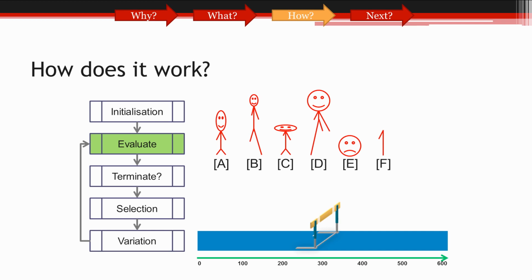In this case, I have made up a simple problem for the purpose of this demonstration. Below, you can see a track with a hurdle in the middle. For this problem, we are trying to find the stick figure which is best suited for completing the track, which involves getting over a hurdle. We'll use the numbers below the track as the fitness value, because it indicates how far each stick figure made it. So, we need to evaluate each solution.